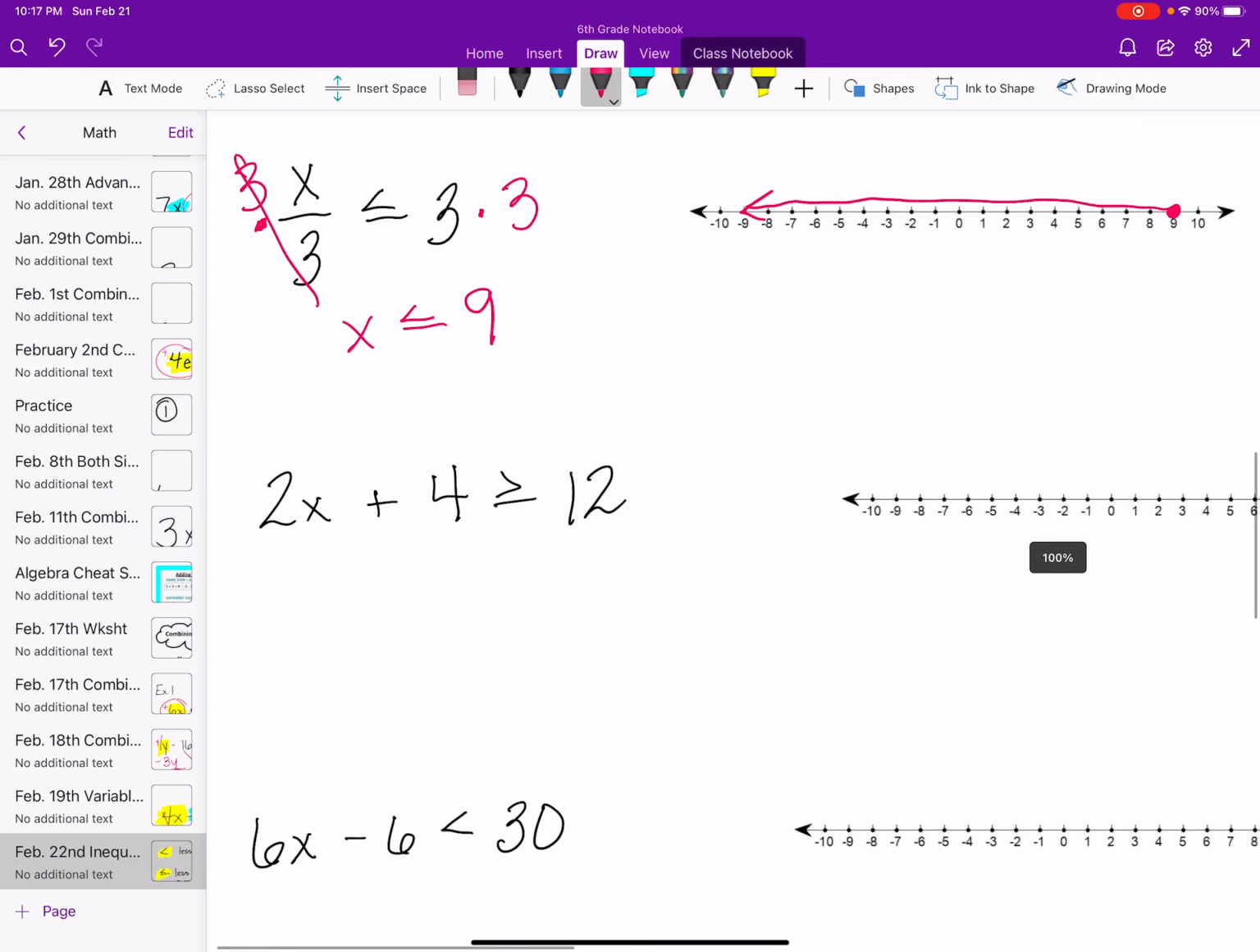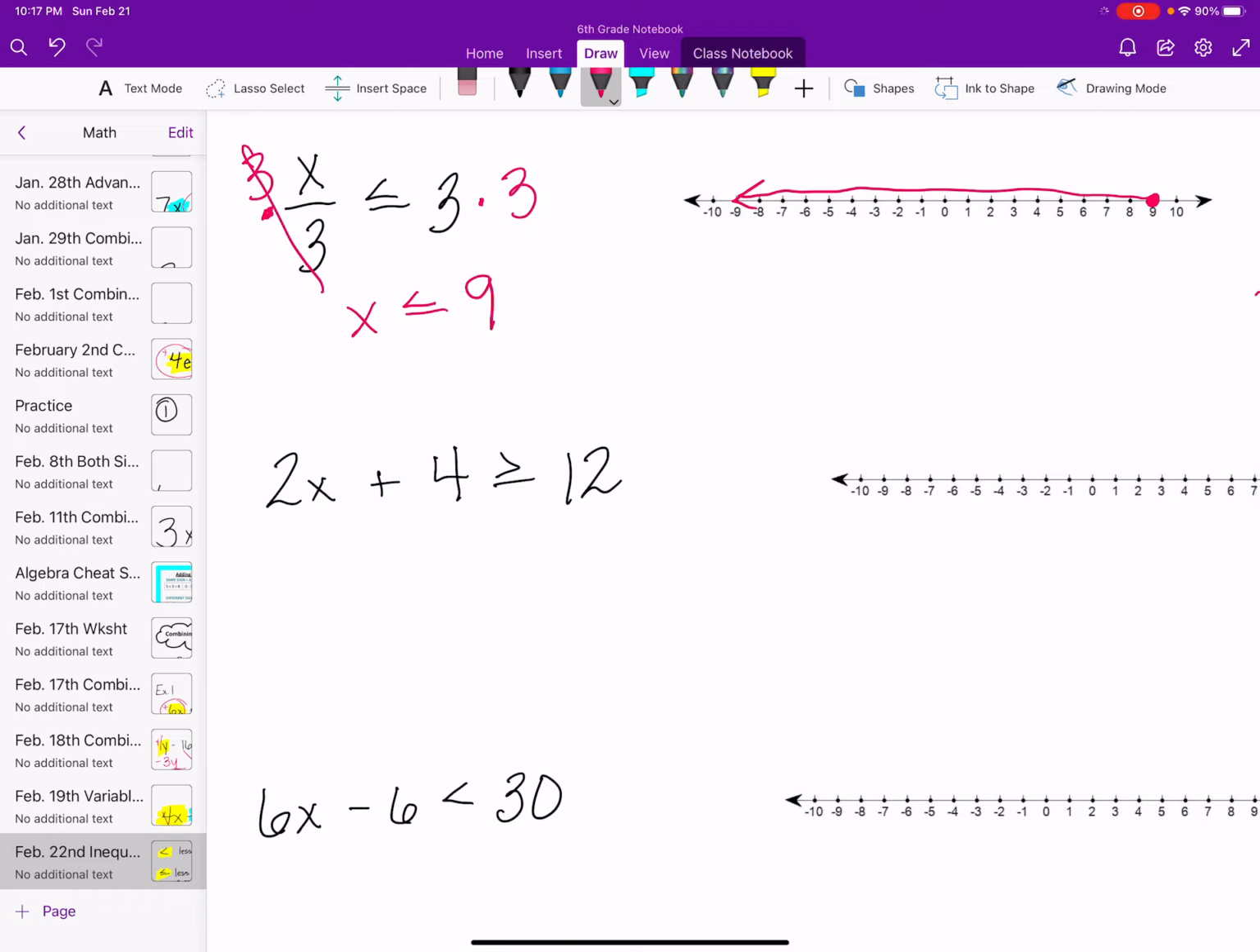Okay, here's where we're doing 2-step equations. You've done more steps than this, so this is nothing to worry about. We're doing the opposite of plus 4 first, which is minus 4. So remember, we're adding and subtracting first before we do multiplication and division. Do minus 4. 12 minus 4 is 8. And so now I have 2x is greater than or equal to 8.